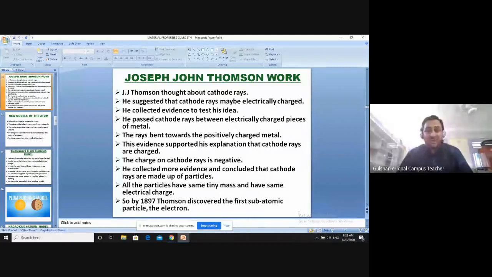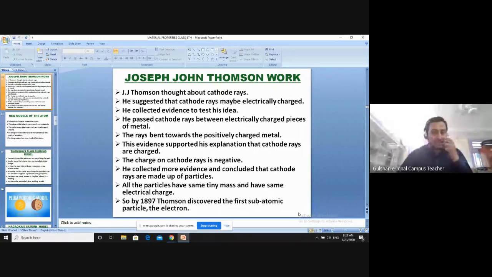So he said that these rays are emitting from the negative electrode and they are bending toward the positive side. It means that they are negative rays. Okay, so the negative rays were basically introduced. The cathode rays were said to be negative rays. This was done by J.J. Thomson, and J.J. Thomson collected more evidence, and he concluded that cathode rays are made up of particles.